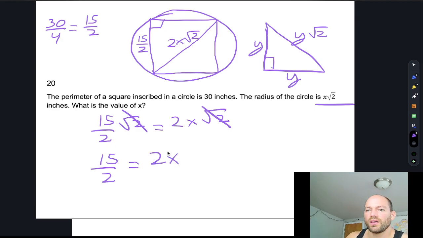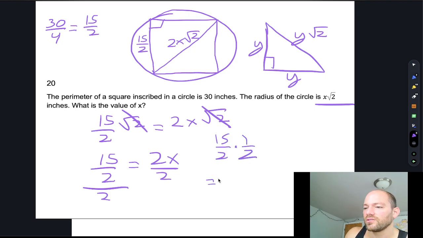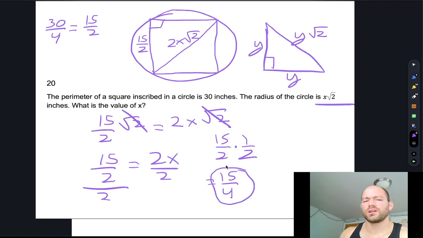And they want to know what the value of x is? I guess we can just divide both sides by 2. I know it's kind of a wacky thing to get. 15 over 2, but that's just like saying 15 over 2 times a half, which is like 15 over 4. Kind of a weird answer. But hey, it is number 20. It is the no calculator section, so it's like the last one. So it makes sense, it's a little weird.